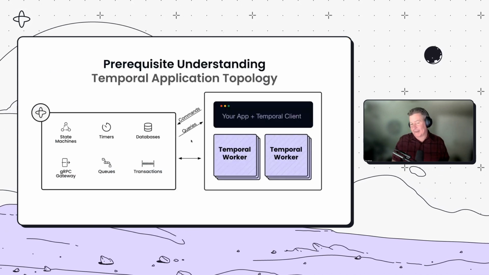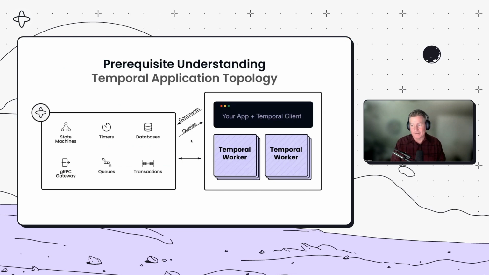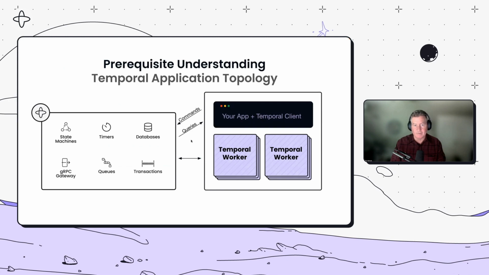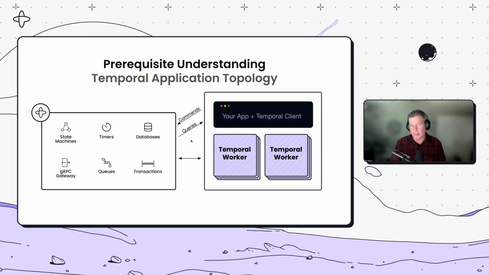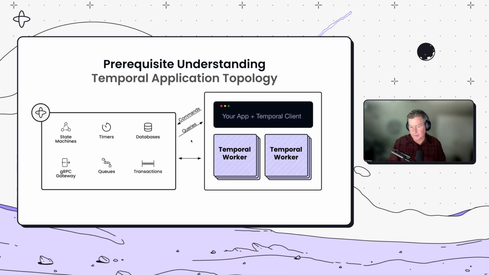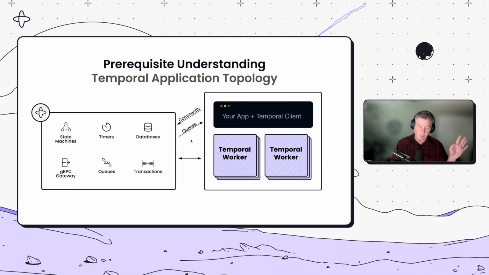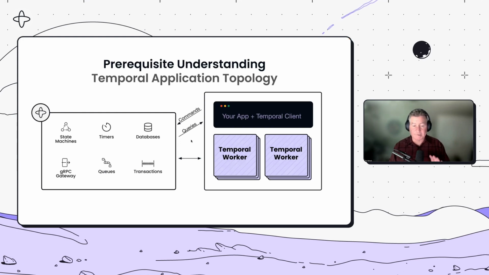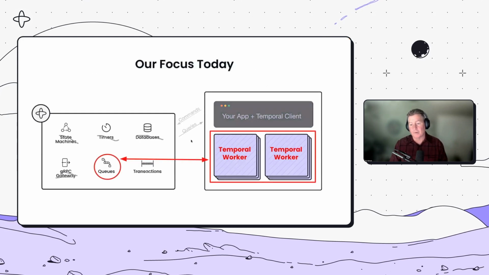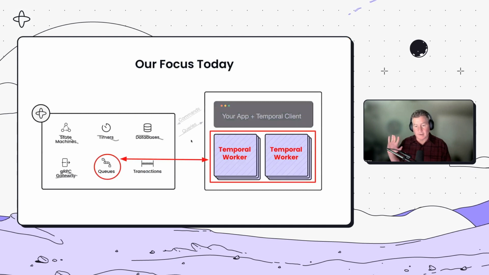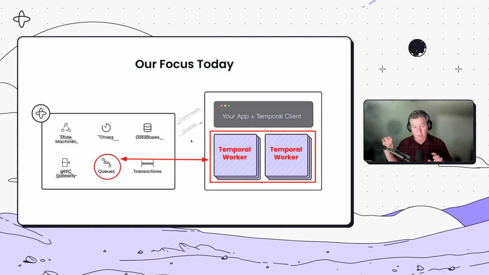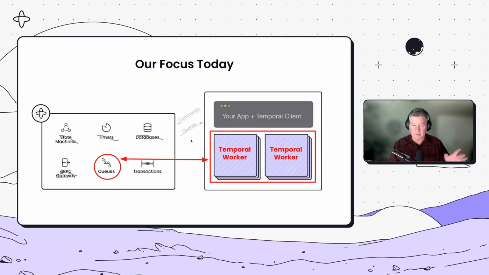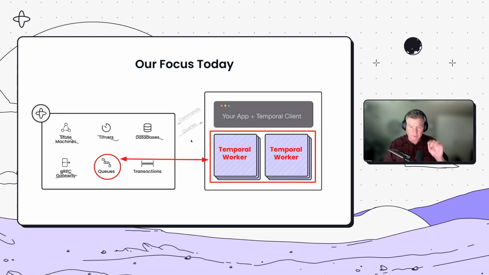So all that said, what are some of the things that you should probably know before we go into this? Really, you need to have some kind of understanding about Temporal application topology. That's what this picture is. You have workers over here, and you have Temporal Cloud over here, and you're connecting to the cloud. Now, specifically today, what we're going to be focusing on is the worker integration with the task queue over at Temporal, or the task queues, I should say. Okay, so that's what we're going to be zooming in on.